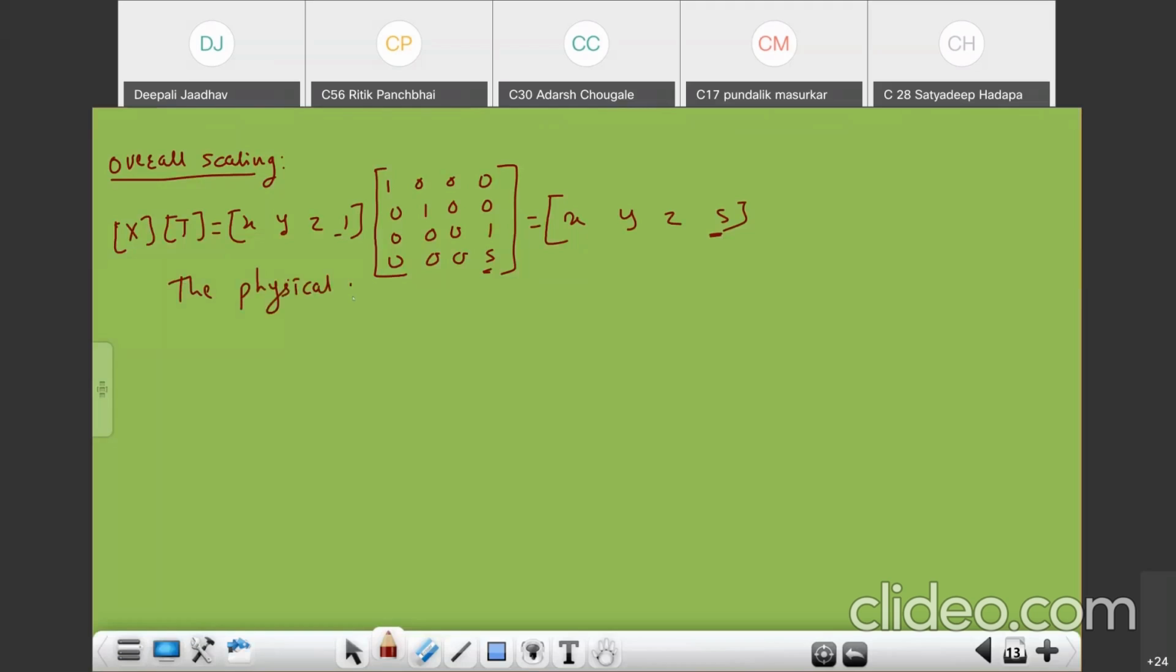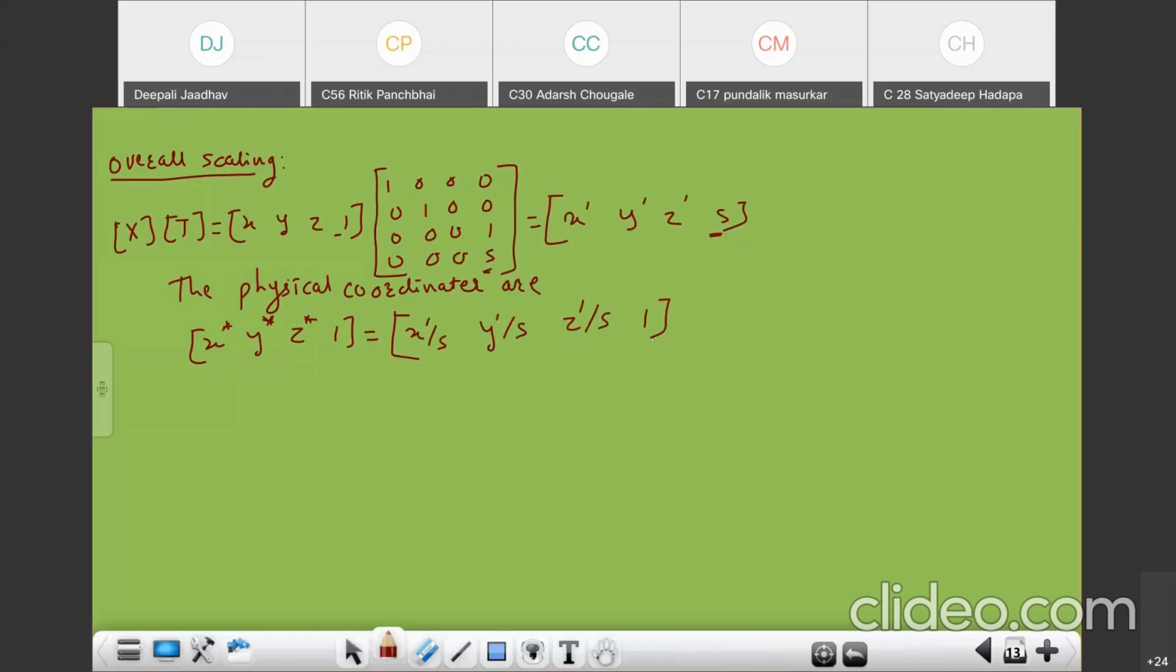Then how do we find these physical coordinates? The physical coordinates are x star, y star, z star, 1. Now we want h as 1. So what do we need to do here? We need to divide all of this by this s value. Then only it becomes 1. So here x dash, y dash, z dash, s, divided by s, and it becomes 1.